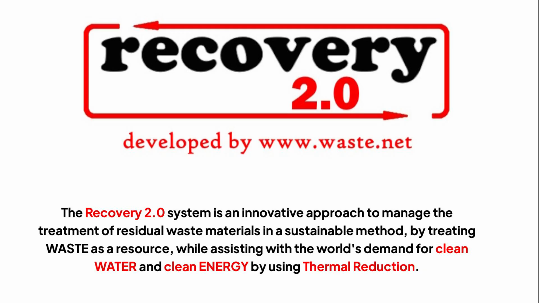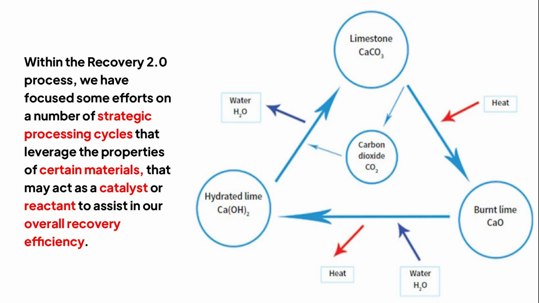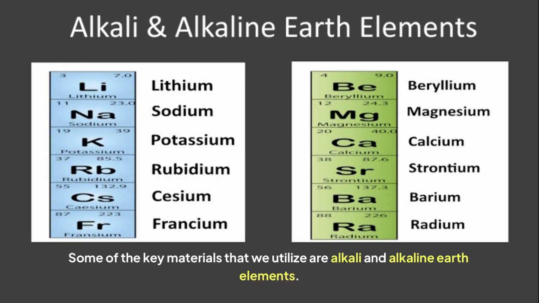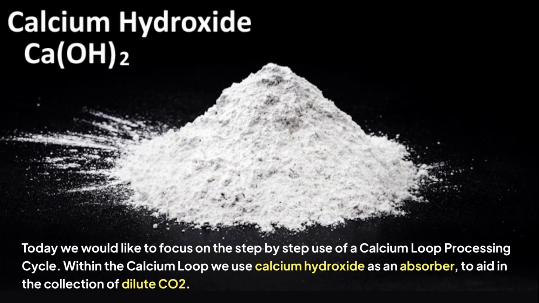thermal reduction. Within the Recovery 2.0 process, we have focused some efforts on a number of strategic processing cycles that leverage the properties of certain materials, that may act as a catalyst or reactant to assist in our overall recovery efficiency. Some of the key materials that we utilize are alkali and alkaline earth elements. Today we would like to focus on the step-by-step use of a calcium loop processing cycle.